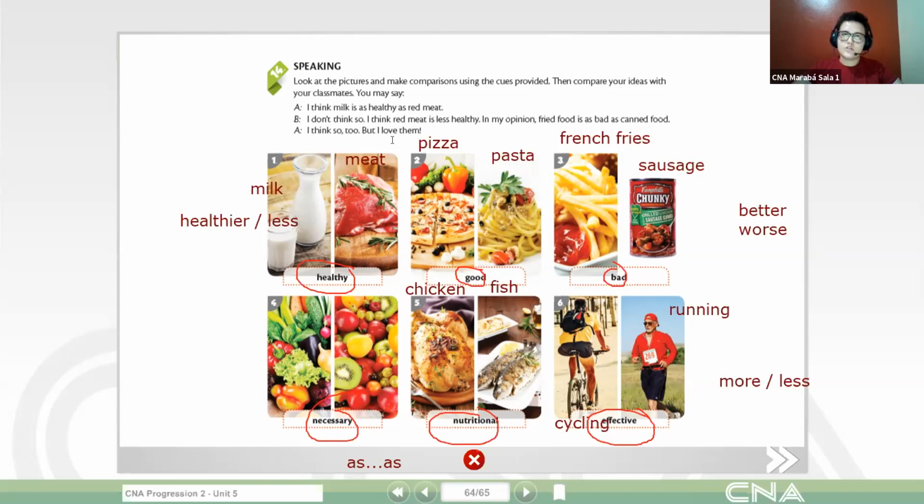So go ahead, talk about number 1, 2, 3, 4, 5, and 6. I'm going to divide you guys in pairs so you can talk.